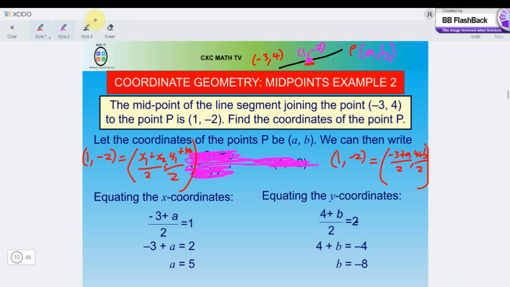So in that case, we can do what? We can equate the x coordinates. That's how we get this equation. Then we can equate the y coordinates. That's how we get this equation down here now. From that, we solve for a and b. So solving for a and b, cross multiply and get our a is 5. Cross multiply and solve for b, b is negative 8. So P is the point 5, negative 8. And we'll see how the concepts of midpoint of a line was used to do this question. No problem.